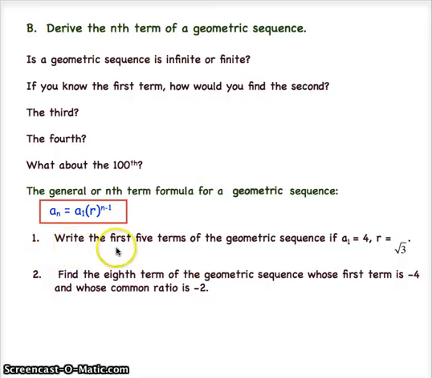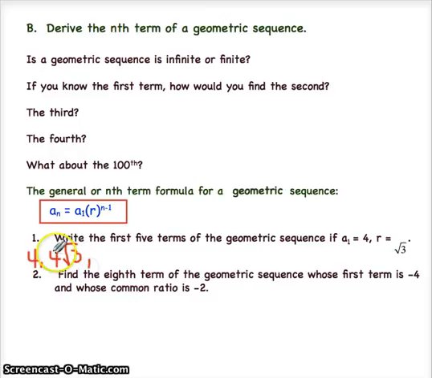Number 1 says write the first 5 terms of the geometric sequence if the first term is 4 and the common ratio is square root of 3. Sorry that's down there. Guess my software got off. Anyway, so remember, with a geometric sequence, we know that we take the first term and multiply it by the common ratio to find the second term. So our first term is 4. Our second term is 4 square root of 3.